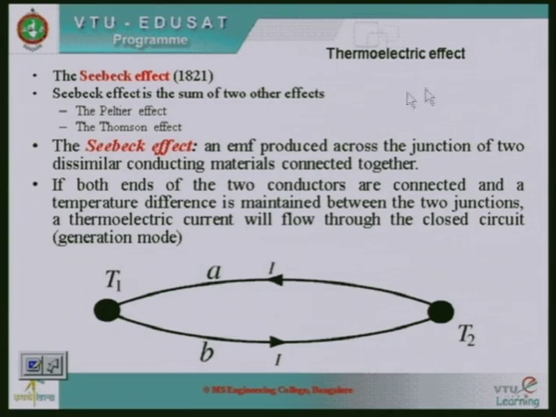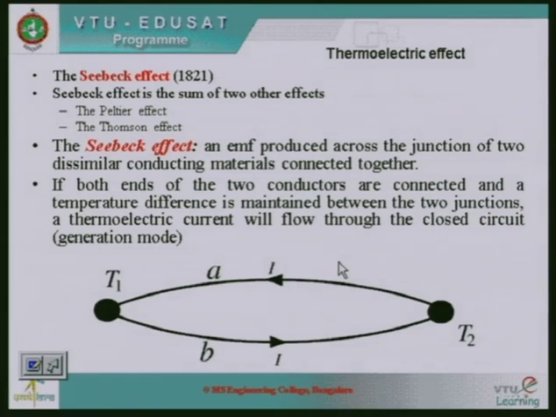Now let us see what the Seebeck effect is. The Seebeck effect is an EMF produced across the junctions of two dissimilar conducting materials connected together. We take two materials, A and B. A and B are two conductors of two different materials. Now we connect them at two different points, T1 and T2. If both ends of the two conductors are connected and a temperature difference is maintained between the two junctions, a thermoelectric current will flow through the closed circuit.